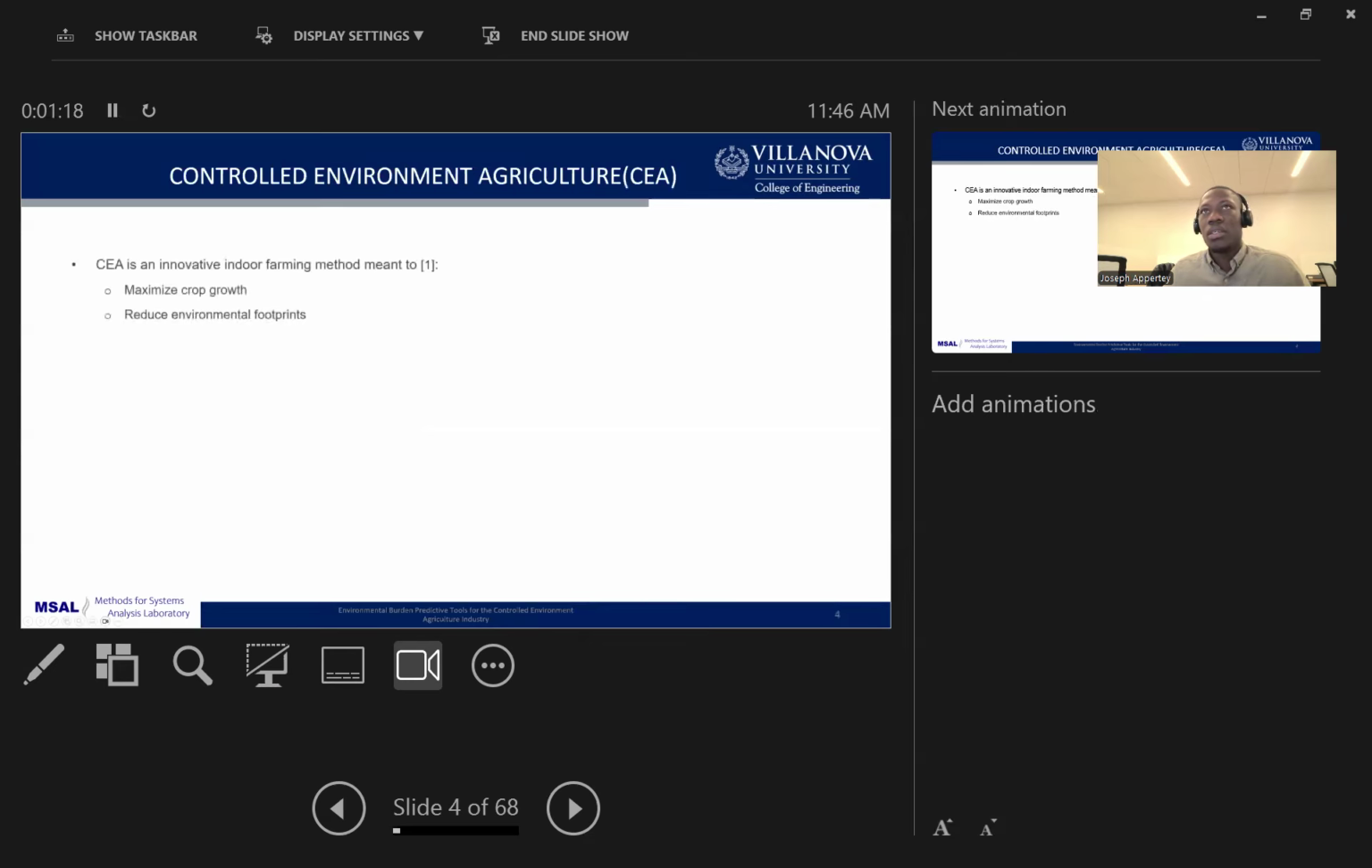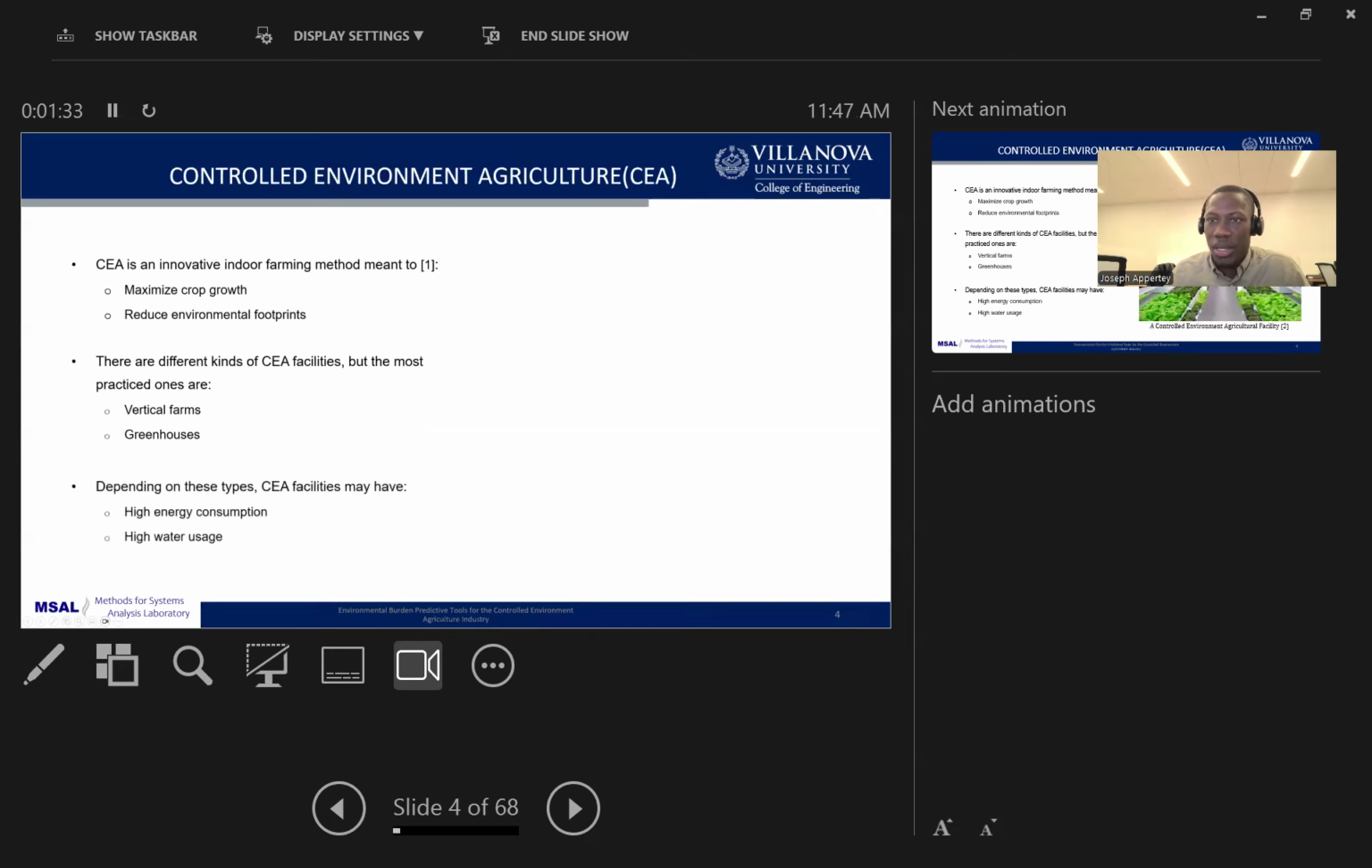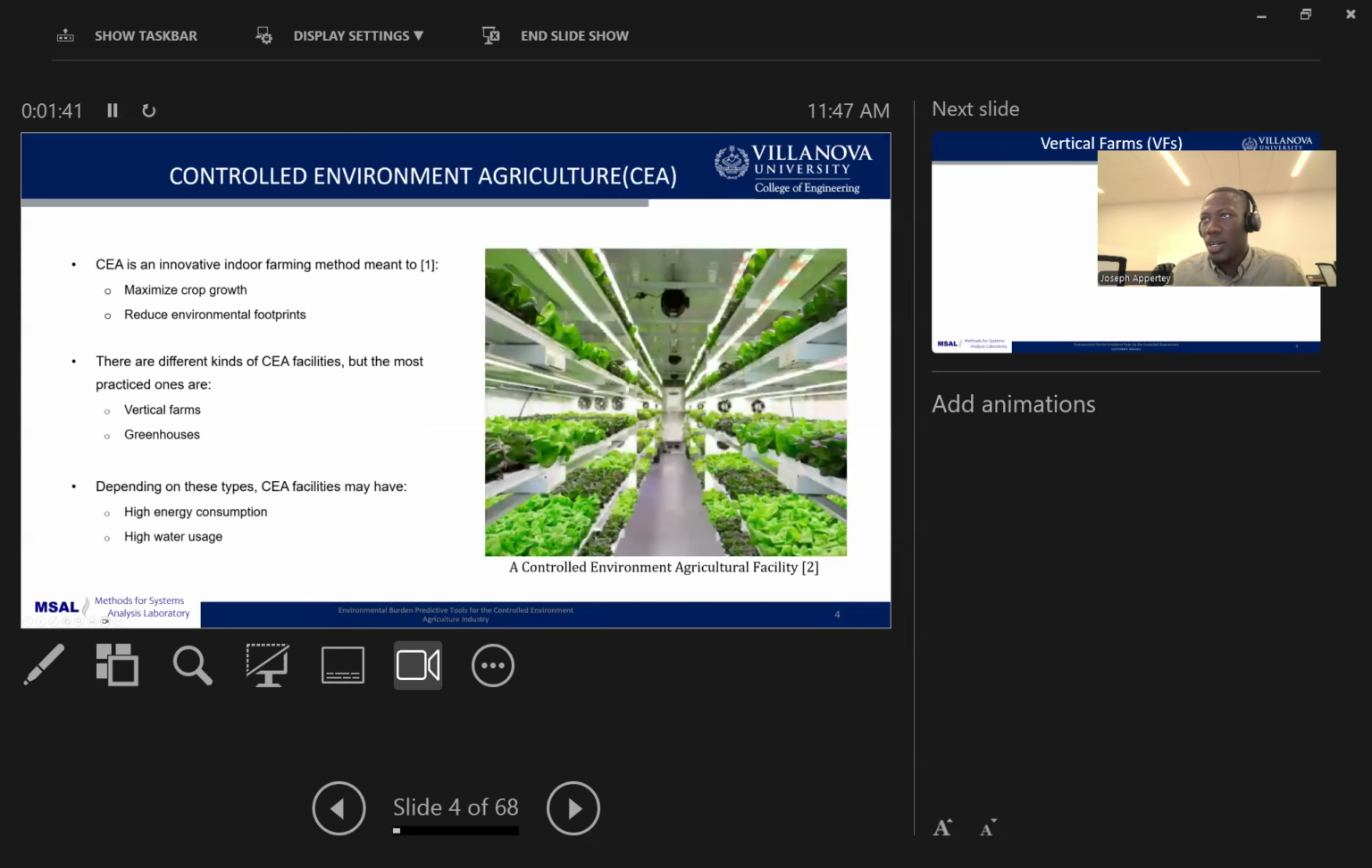recommendation. So controlled environment agriculture is an indoor type of farming which maximizes crop growth and reduces the environmental footprint. The various types that are being practiced are the vertical farms and the greenhouses. Based on this, it will require a huge amount of energy usage and a high amount of water usage. An image here simply shows a greenhouse controlled environment agriculture for cultivation of some plant.